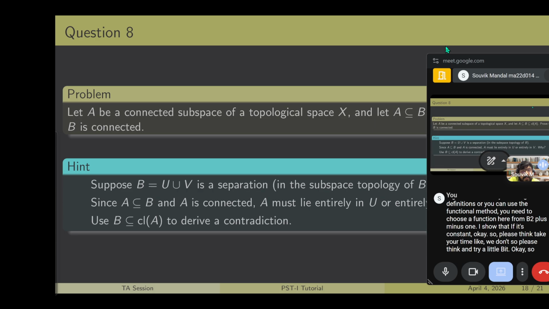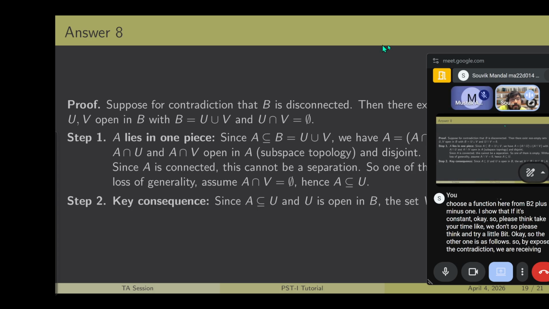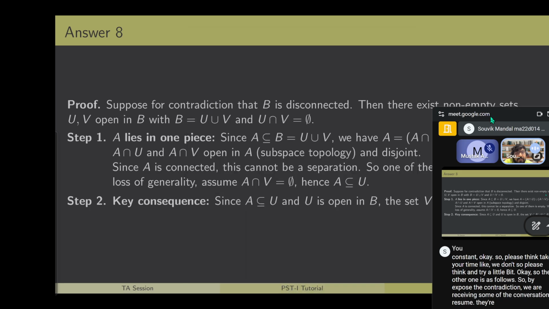Okay, so the argument is as follows. Suppose by contradiction we are assuming that B is not connected, so there are U and V, with U intersection V empty and B is equal to U union V. Now since A is a subset of B, A is a subset of the union, but A is connected. That means A is a subset of U or A is a subset of V.